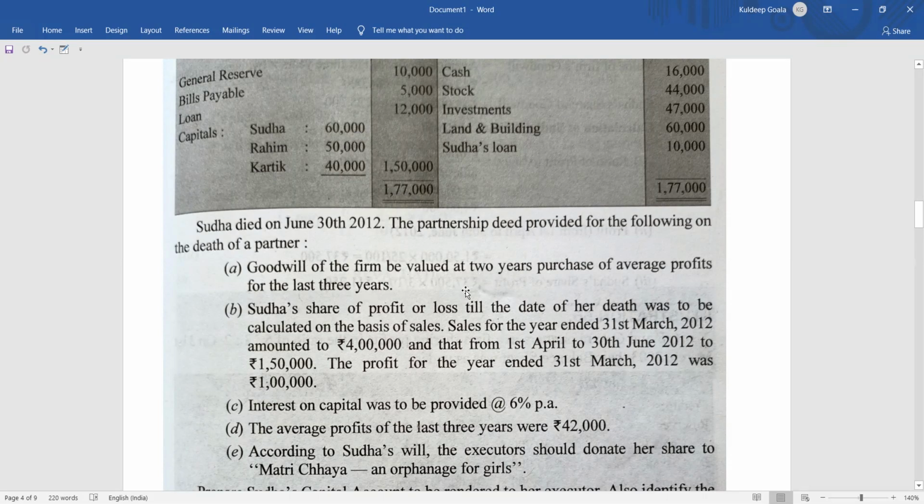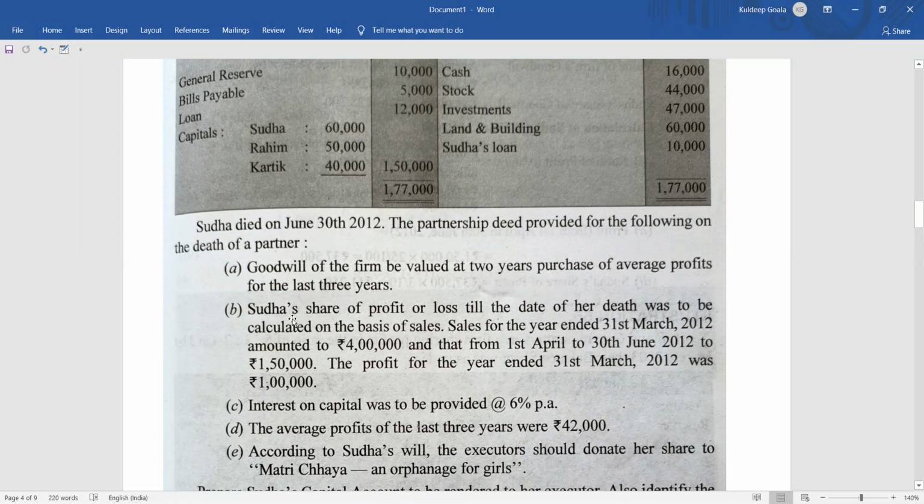Rest of the things like interest on capital, salary, then profit, this all will be given for the time period, but goodwill, then accumulated profits, reserve, these all things will not be given for the time period. It is given on the whole amount. So goodwill of the firm must be valued at 2 years purchase of average profit of the last 3 years. Last 3 years average profit will be taken, and on the basis of that, we are going to take 2 years purchase for the purpose of calculating the goodwill.